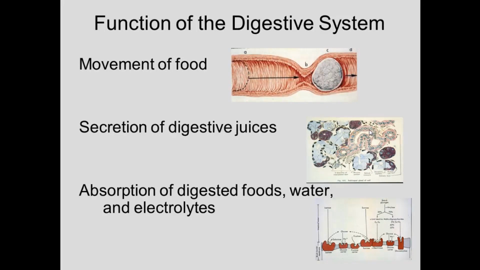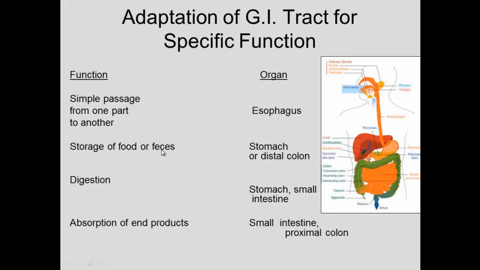Hydrochloric acid is another secretion that it has. And then also it absorbs the foodstuff, and the water and electrolytes are absorbed. So we expect to see some amplification of surface areas to facilitate the absorption. The digestion itself occurs with the digestive juices, and the secretion thereof is one of the functions of the GI tract. And you see the gastrointestinal tract is specialized for passage from one place to another.